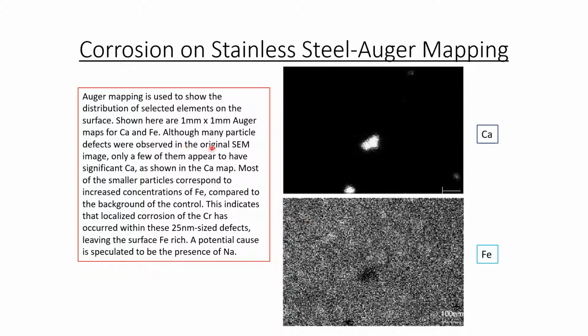Auger mapping is used to show the distribution of selected elements on the surface. Shown here are 1 millimeter square Auger maps for calcium and iron. Although many particle defects were observed in the original SEM image, only a few of them appear to have significant calcium, as shown in the calcium map. Most of the smaller particles correspond to increased concentrations of iron compared to the background of the control. This indicates that localized corrosion of the chromium has occurred within these 25 nanometer size defects, leaving the surface iron rich. A potential cause is speculated to be the presence of the sodium.